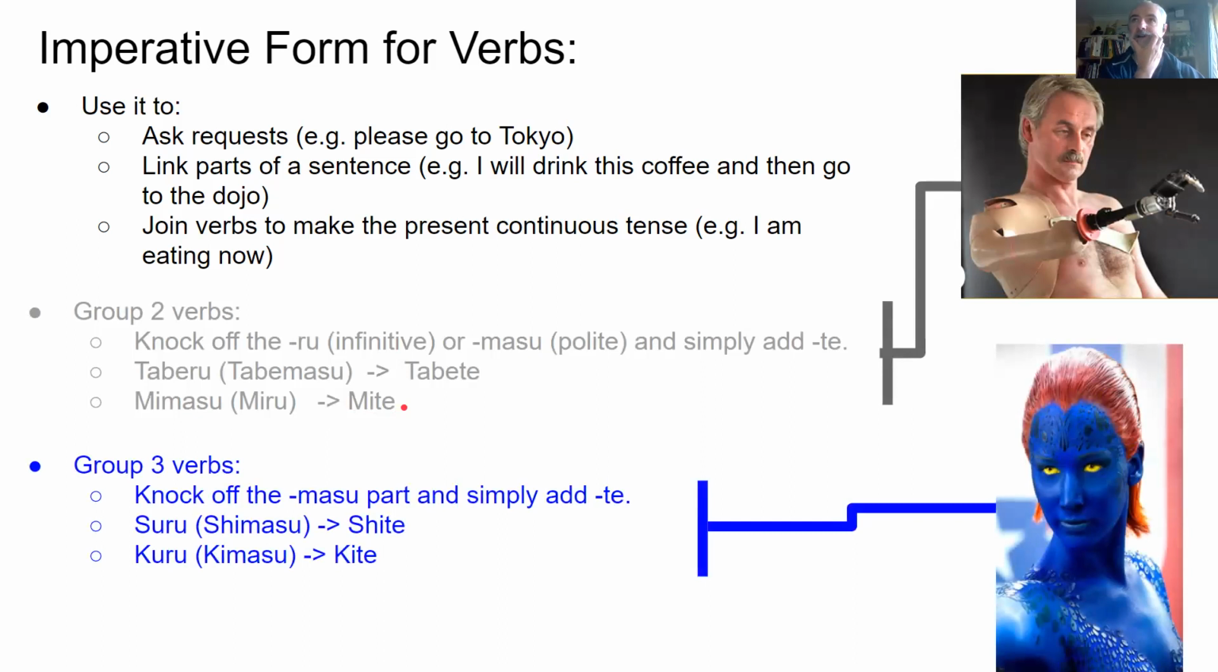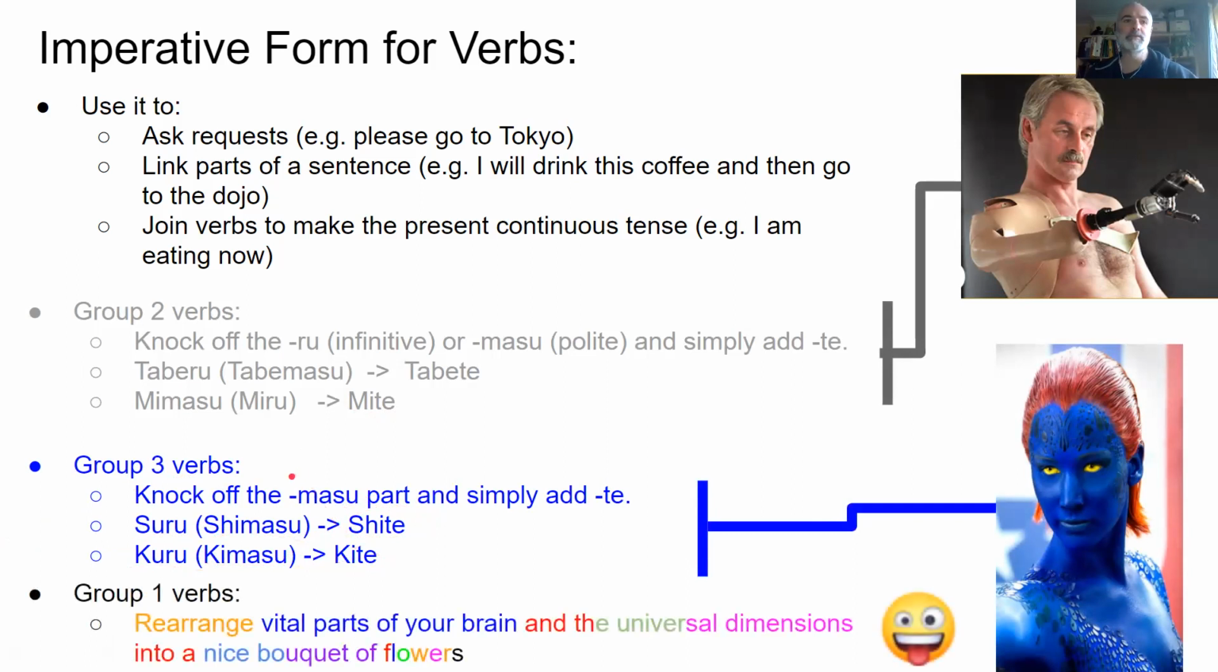Group 3 verbs are, again, there's only 2 verbs, we just have to memorize them. Suru, to do, is shimasu, and please do would be shite, and kuru, to come, is kimasu, becomes kite. So these are really, really easy to transform.